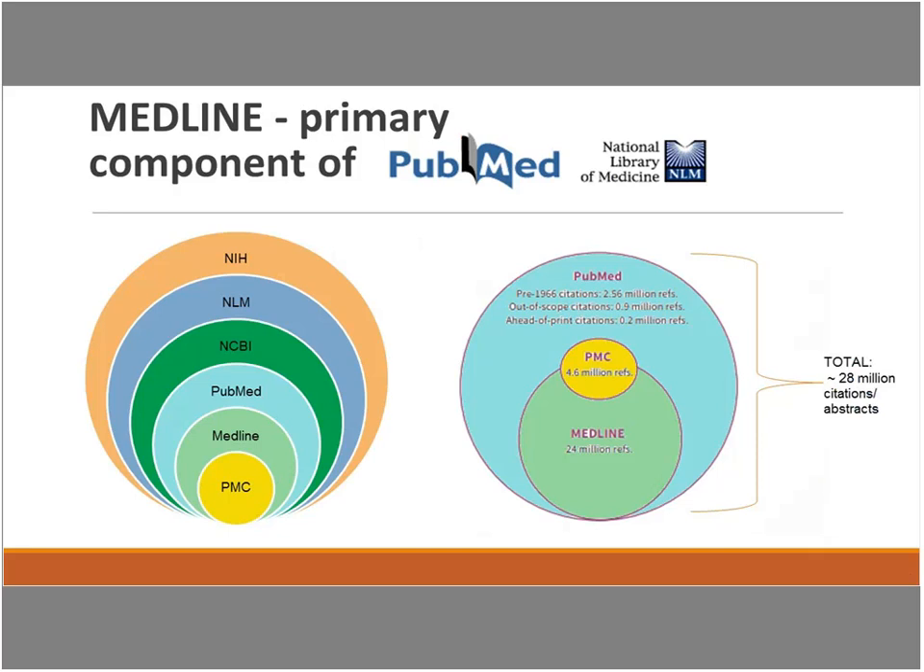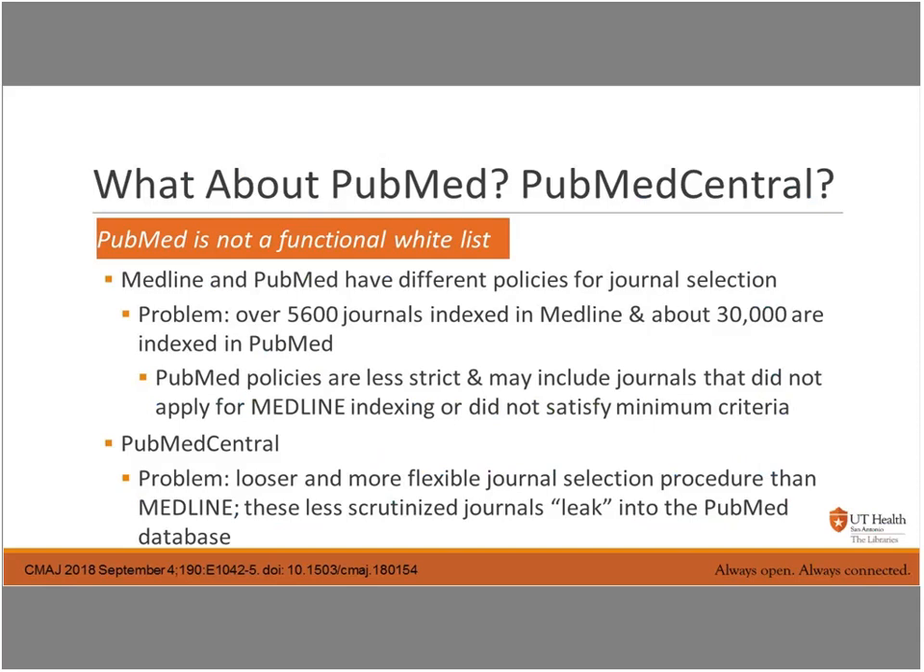And you can see here that some of the PubMed Central citations are in Medline and some of them are not. And so that's a very important distinction. The reason is PubMed is not a functional whitelist, because of the way it has changed over time. So it used to be really complex to search PubMed.